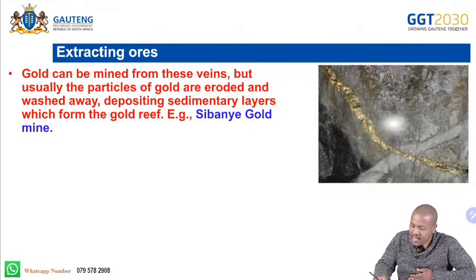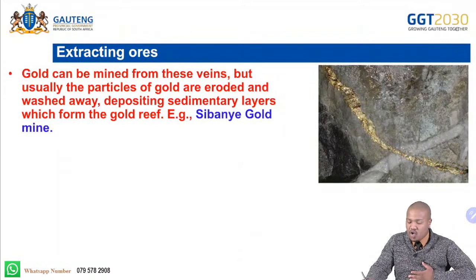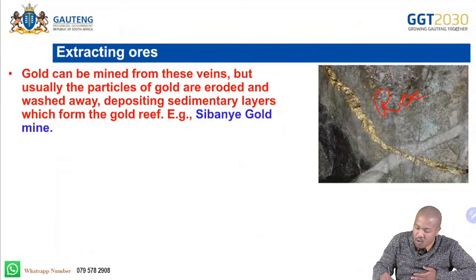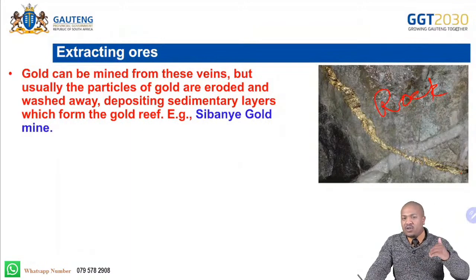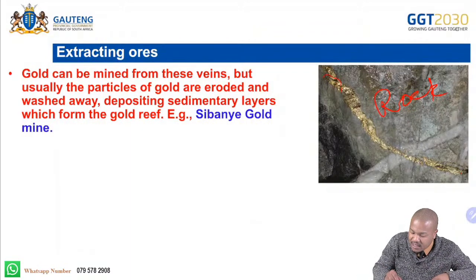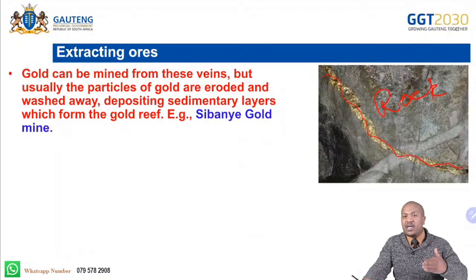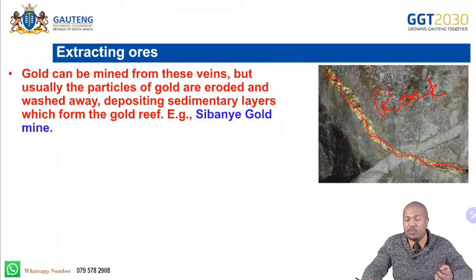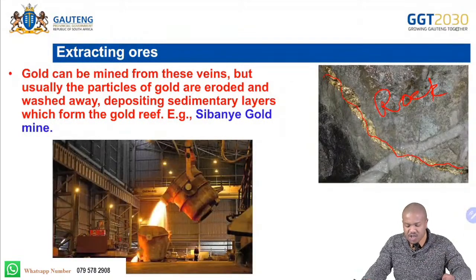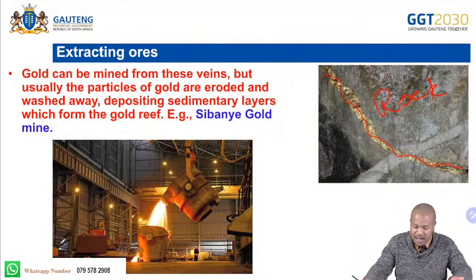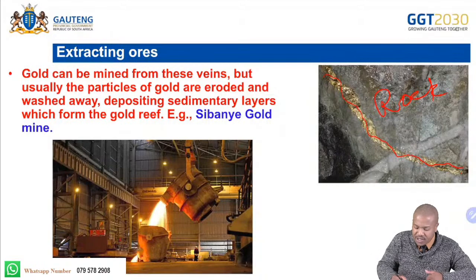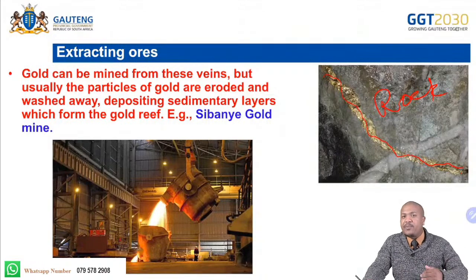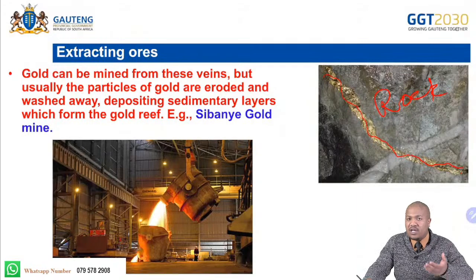So now, here is the vein that I'm talking about. Look at this rock. This is a whole rock. And on this rock there is a vein that is a thin line of gold. This gold can be mined from this rock by breaking the rock to be able to extract the gold from it. We also have gold mines like Sibanye Gold Mine, which is in Gauteng. It specializes in gold mining.